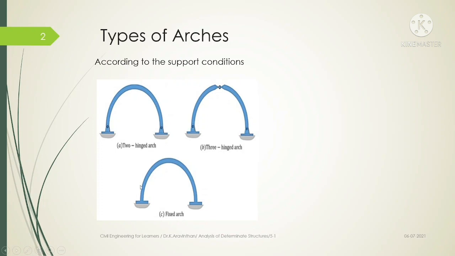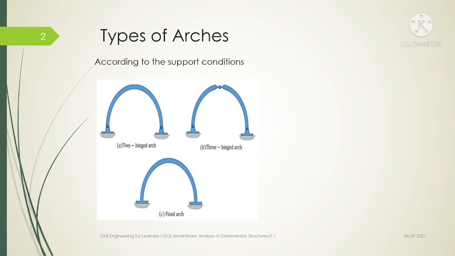And the next type is a fixed arch. You can see the fixed arch and two hinged arch are a similar type, and you can interpolate this. So you can have one end fixed, the other end hinged. Like that, according to the requirement, you can make different types of arches by these combinations. And in our syllabus, we have the three hinged arch.